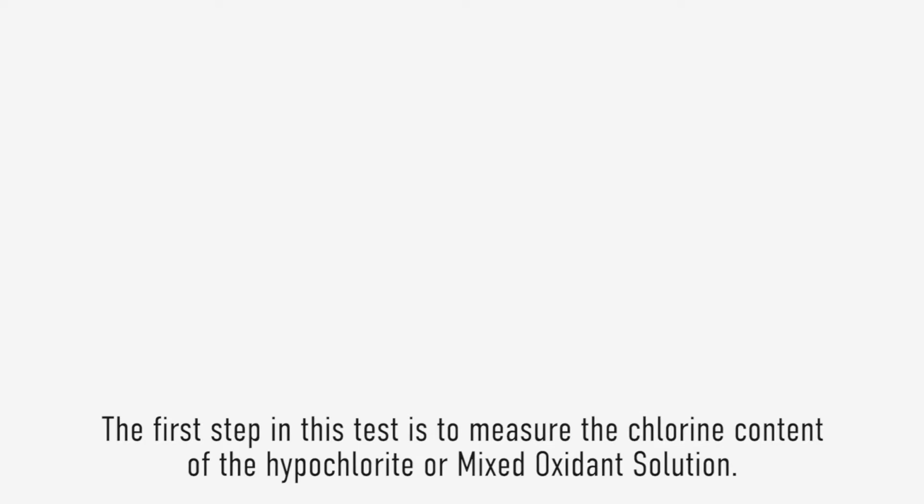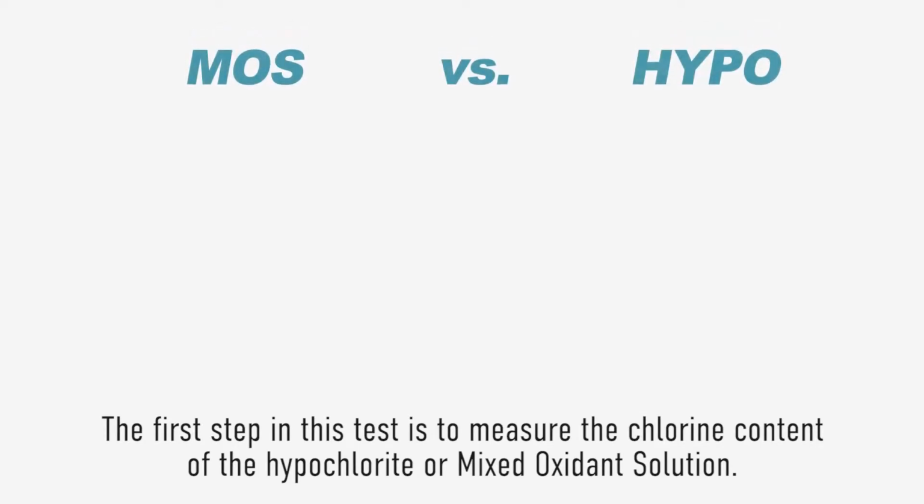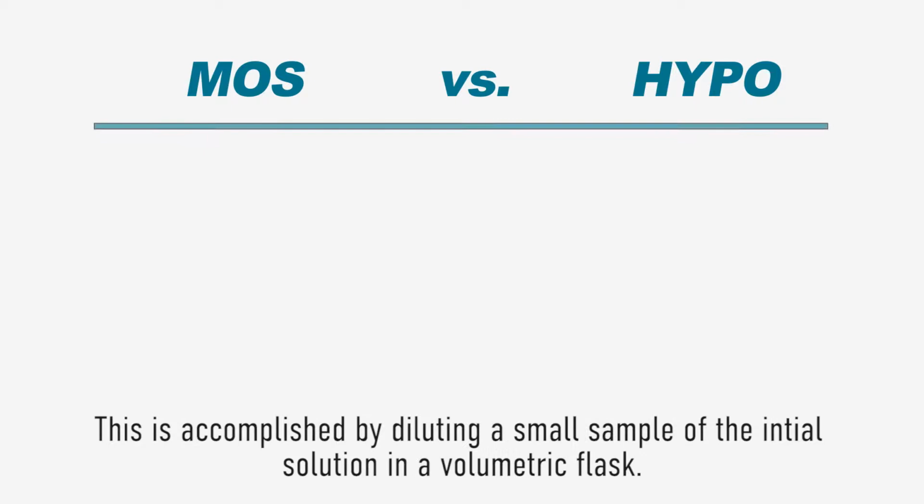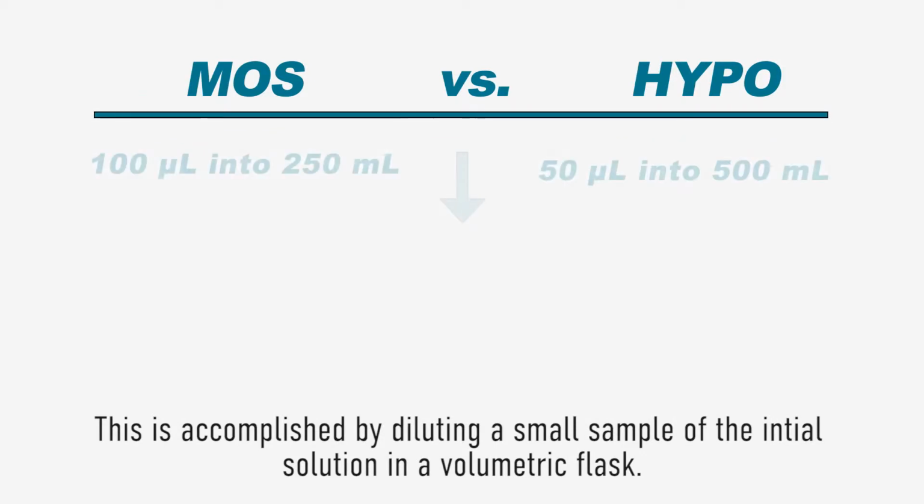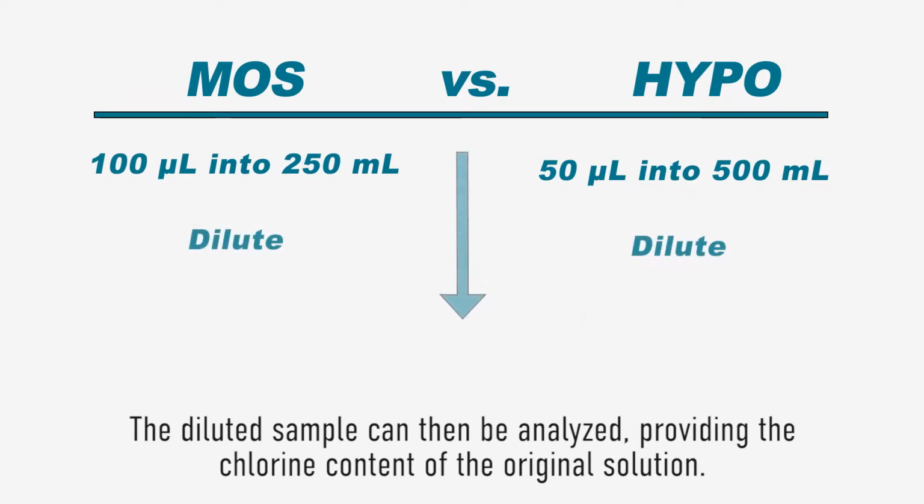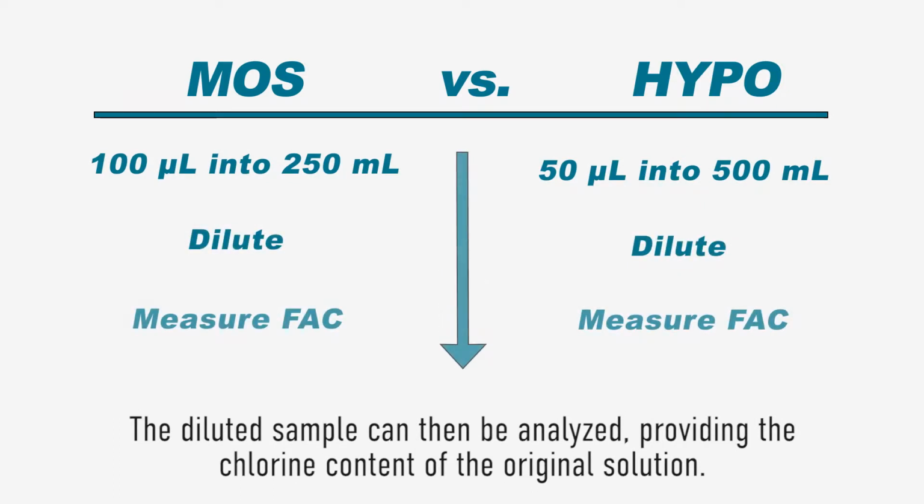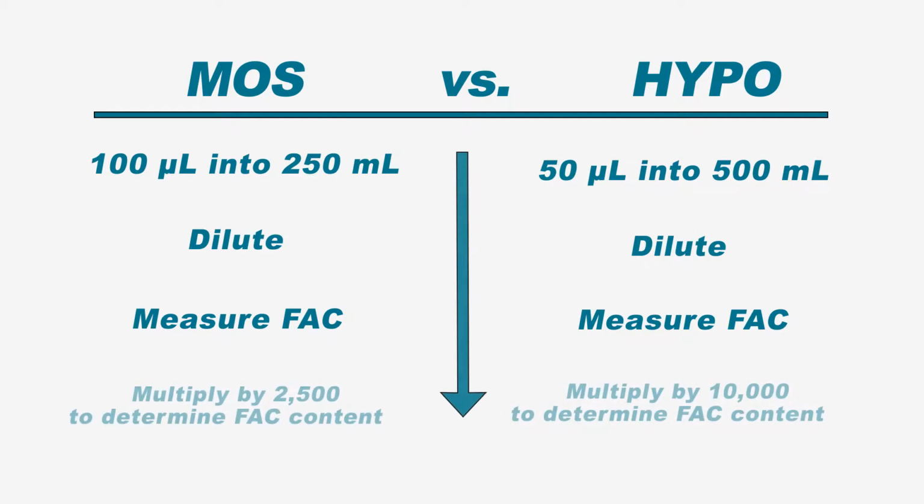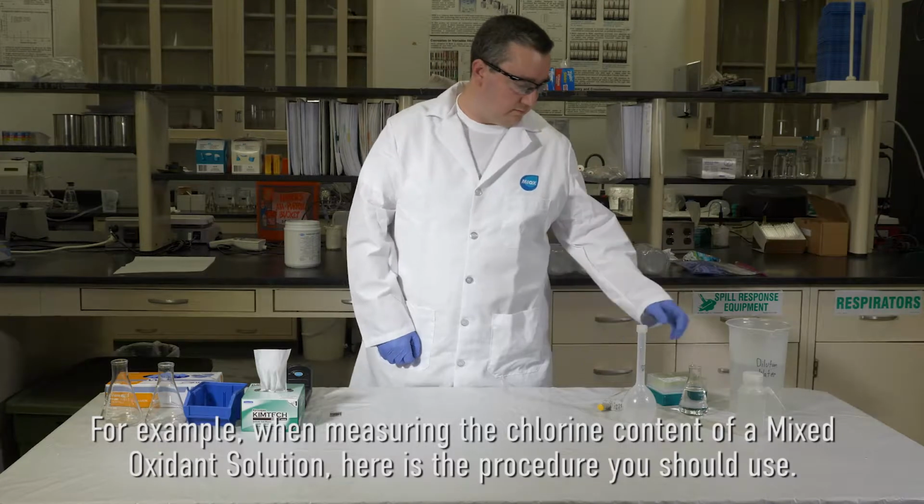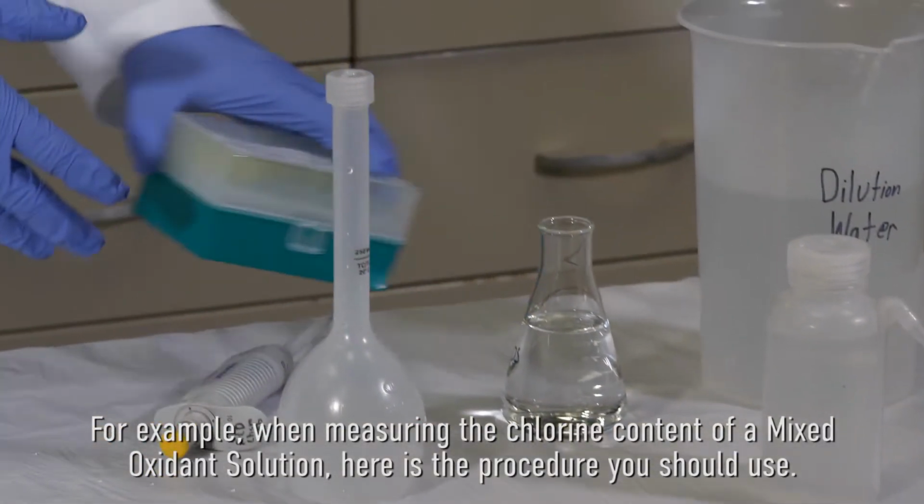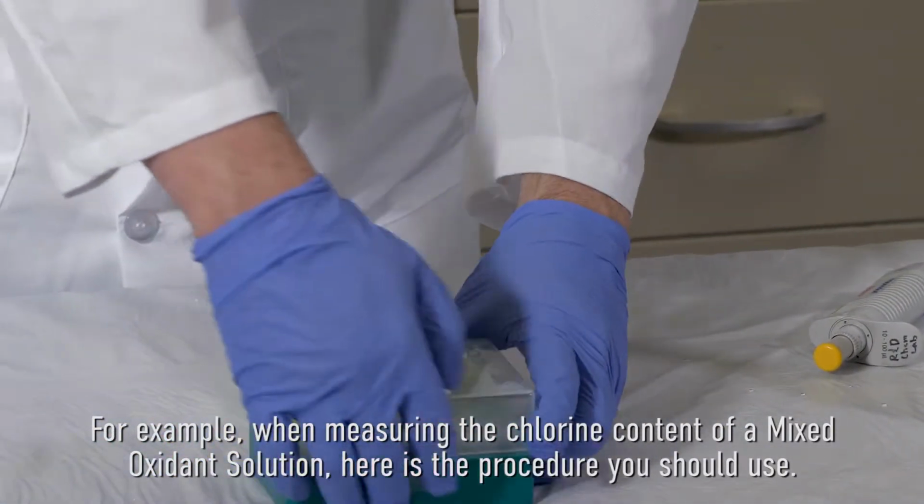The first step in this test is to measure the chlorine content of the hypochlorite or mixed oxidant solution. This is accomplished by diluting a small sample of the initial solution in a volumetric flask. The diluted sample can then be analyzed, providing the chlorine content of the original solution. The exact sample sizes and dilution volumes required for this test will depend on the source of your chlorine solution. Examples for how to determine these volumes can be found in the accompanying graphics. For example, when measuring the chlorine content of a mixed oxidant solution, here's the procedure you should use.